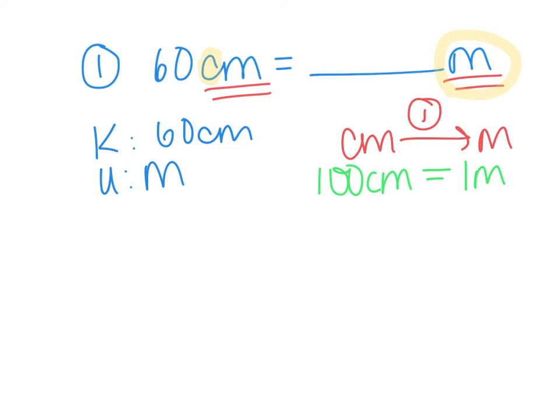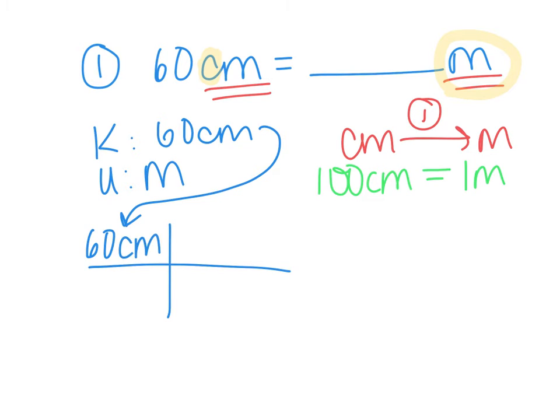So now that we have our plan written out, we've got our known and our unknown, now we can set up our problem. So now is when we draw our picket fence. We always bring down our known and put it in the very top, so 60 centimeters. I always put a 1 at the bottom, or you can leave that bottom part blank. Now we've got to take this right here, our conversion, and we've got to plug it in into our problem.